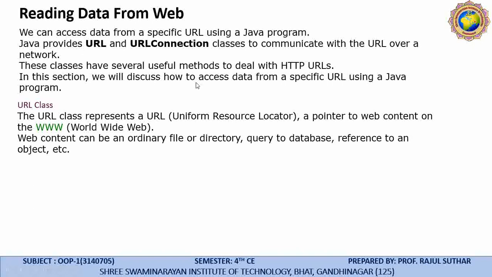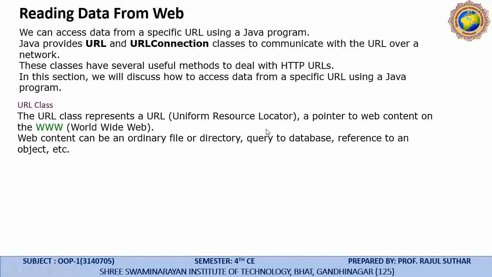In this section, we will discuss how to access data from a specific URL using a Java program. The URL class is a uniform resource locator, a pointer to web content on the WWW, that is the World Wide Web. Web content can be an ordinary file or directory, a query to a database, or a reference to an object. We can use any file, like if you retrieve student information, then student.html.